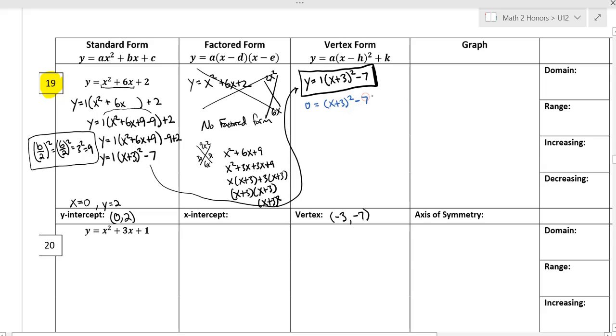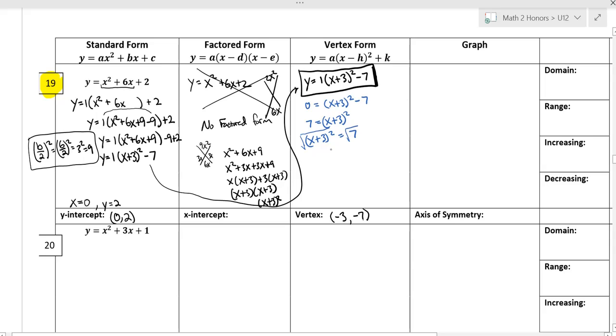So I'm going to plug in 0 into vertex form and solve. To solve here, I'm going to add 7 to both sides. What's really important here is do not multiply the x plus 3 times x plus 3, don't, because then you'll go back to standard form and it'll make it more complicated. I'm going to just switch places here. And I want to get rid of the square, so I'm going to take the square root of both sides.